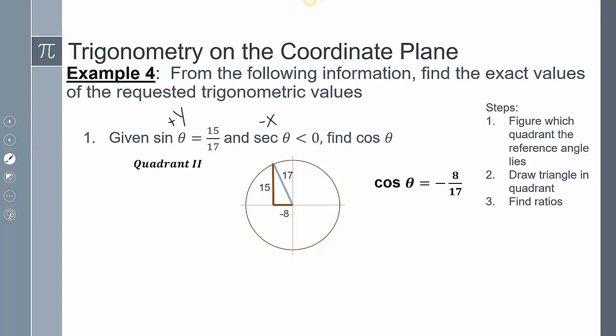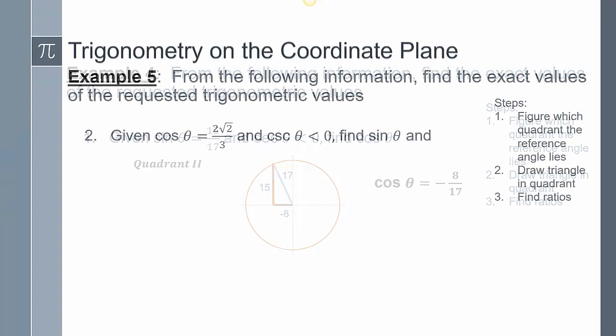So the first thing that I did here is I figured out which quadrant the reference angle is going to be in. So I determined my y value is positive, my x is negative, so that's going to be quadrant number 2. And then drawing the triangle in the quadrant, I drew it in there and I labeled it opposite over hypotenuse. And to find that -8, I had to use the Pythagorean theorem, or in this case it was a Pythagorean triple. But because it moved in a negative direction, that's why it's going to be a -8. And so my cosine is adjacent over hypotenuse, and that's how I found it there.